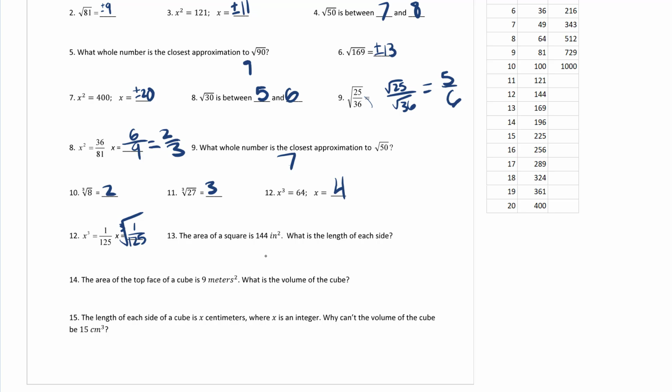The area of a square is 144 square inches. What is the length of each side? I think we've done this enough to know that's 12 inches.